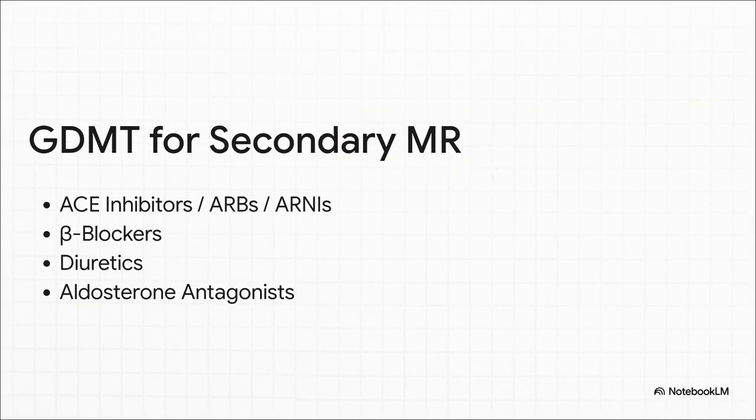Your absolute focus has to be on optimizing what we call guideline-directed medical therapy, or GDMT, for heart failure. This means pushing medications like ACE inhibitors, beta blockers, and aldosterone antagonists all the way up to their max tolerated doses. The whole idea is to help the ventricle get stronger and maybe even shrink a bit, what we call reverse remodeling. And if you can do that, a lot of times the secondary MR will get a whole lot better all on its own.